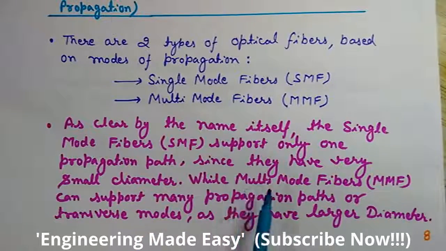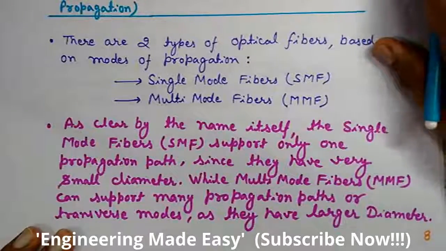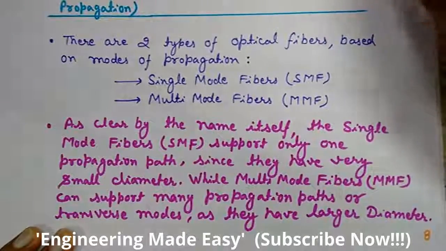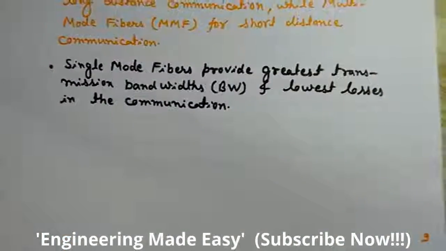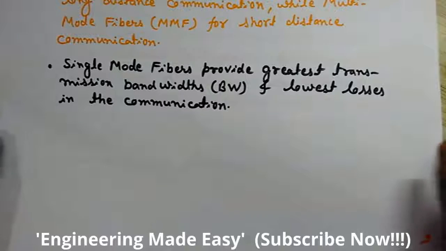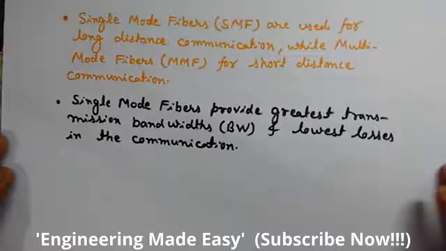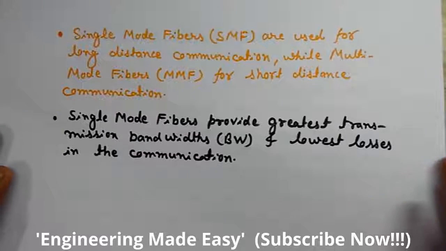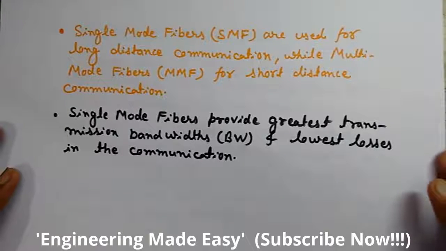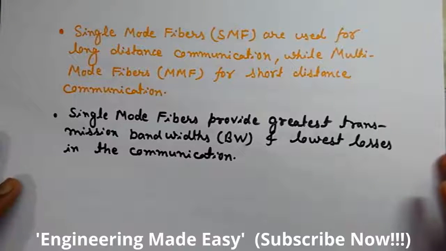While in the case of multi-mode fibers, they can support many propagation paths or transverse modes, as they have a larger diameter. Because of the larger diameter, it is possible for multi-mode fibers to support many transmission paths. Lots of light rays can travel through it, which is not possible in the case of single mode fibers.